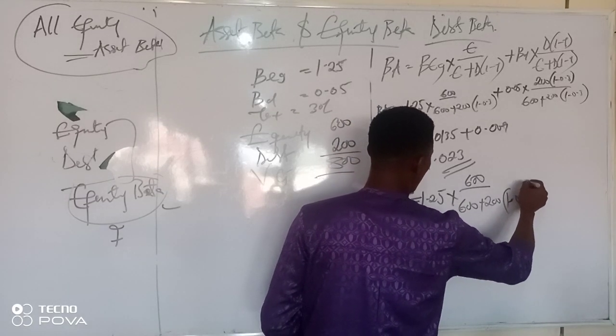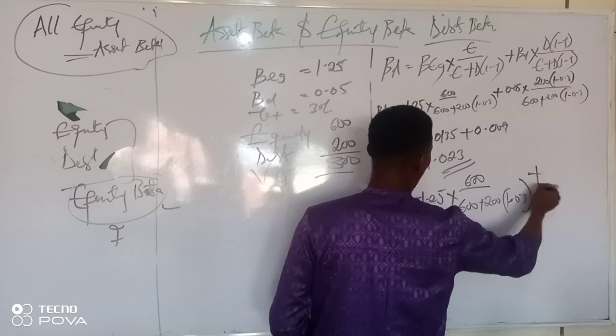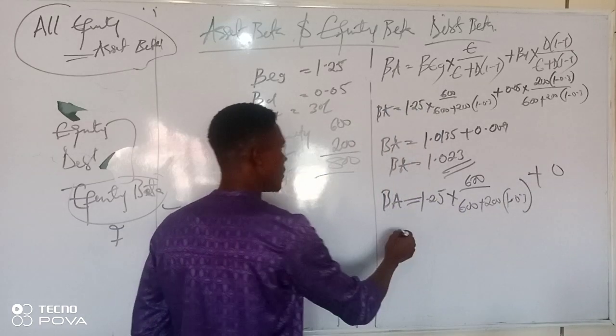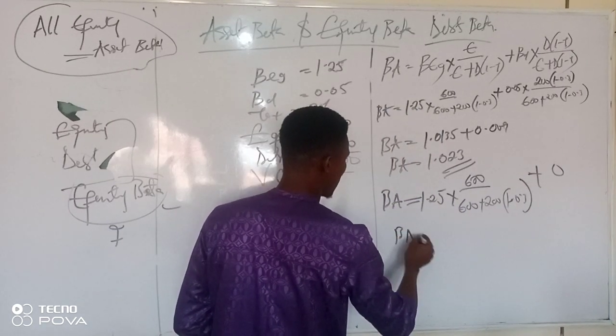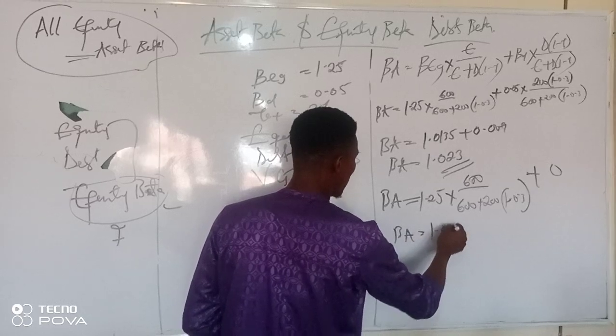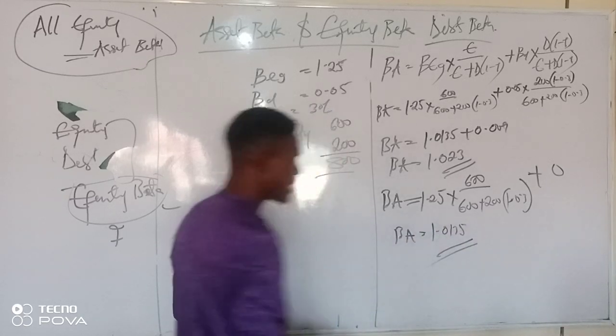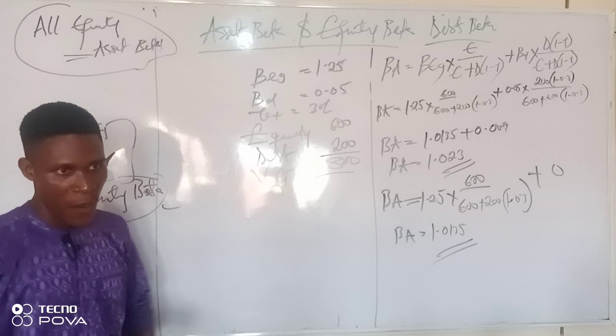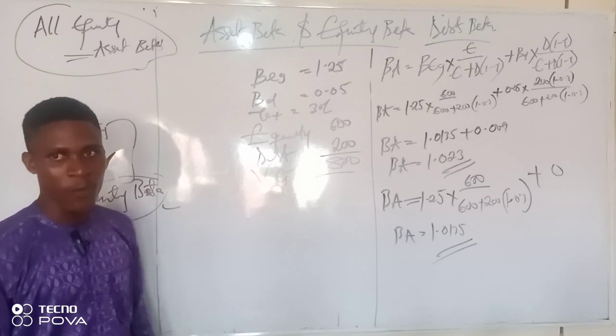Sorry, plus 0. So what do we have? That will be the beta asset. It's going to work out to 1.0135. We have the beta assets. Are we together? That's what we use this formula for.